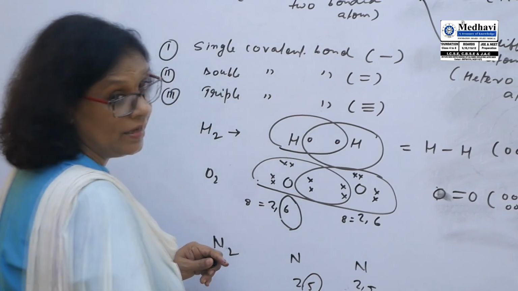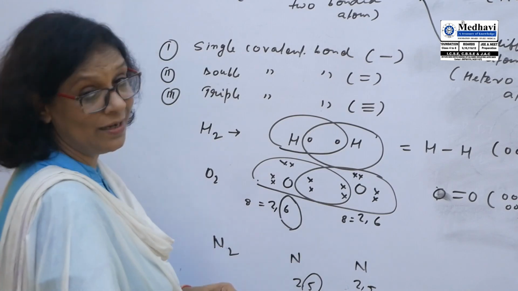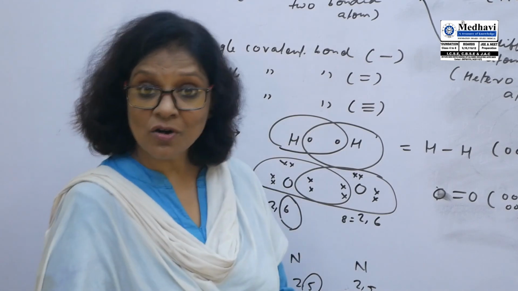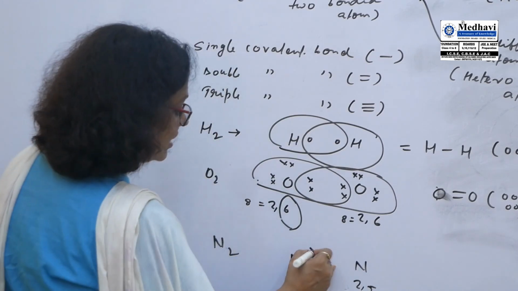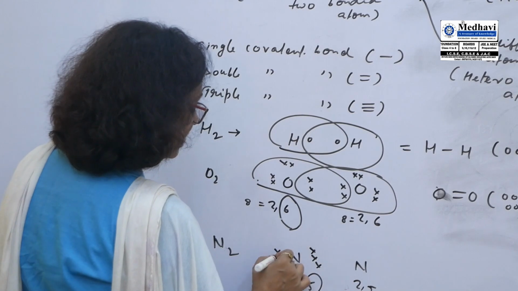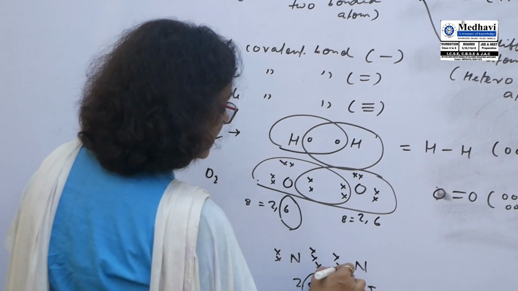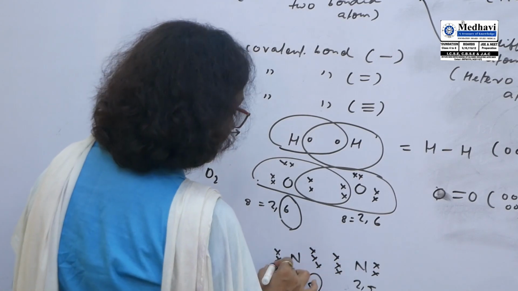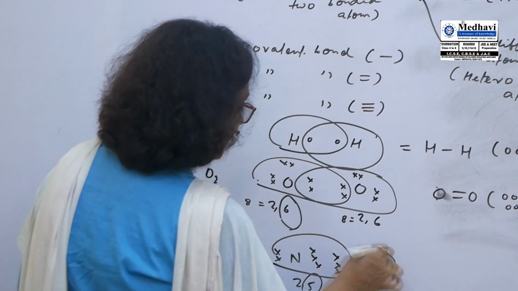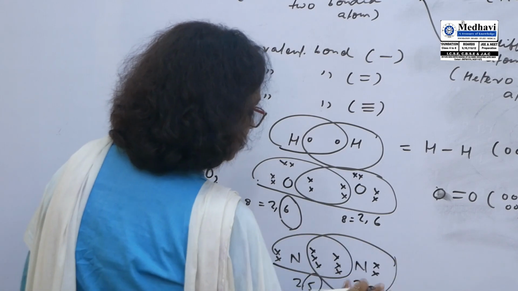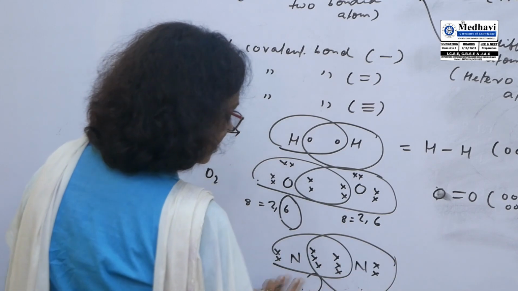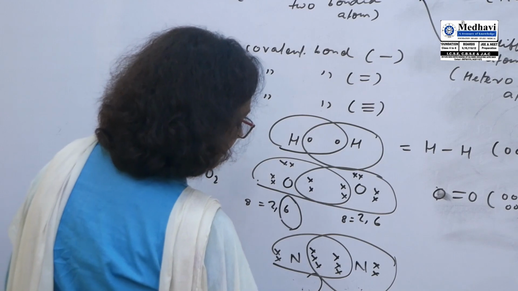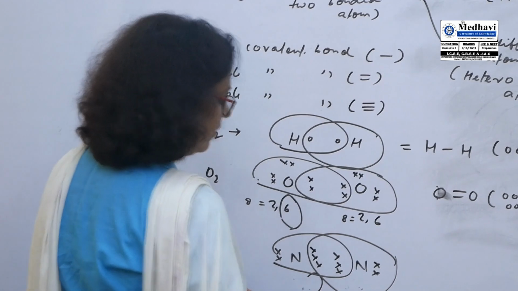Out of 5, 3 will be shared between the 2 atoms because each needs 3 electrons to fulfill its octet. So 3 electrons are present inside and the remaining 2 outside. So here 8, here 8. So we can say that nitrogen has triple bond formation.